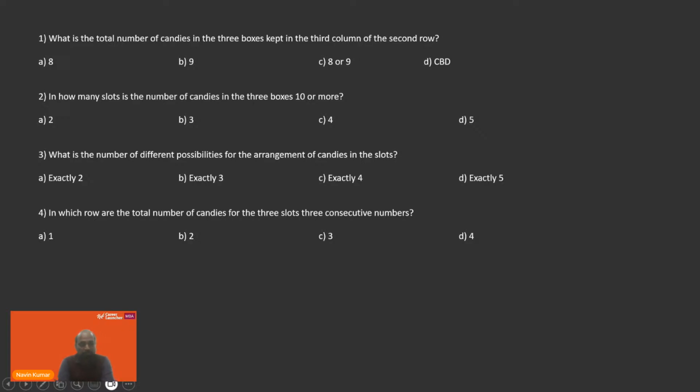So let's look at the questions. The first question asks, what is the total number of candies in the 3 boxes kept in a certain row column? One of the options is CBD, so we'll be careful about it. Second one, how many slots have the number of candies in 3 boxes as 10 or more. You can see that every option is a definite one. Same goes with question number 3 and 4.